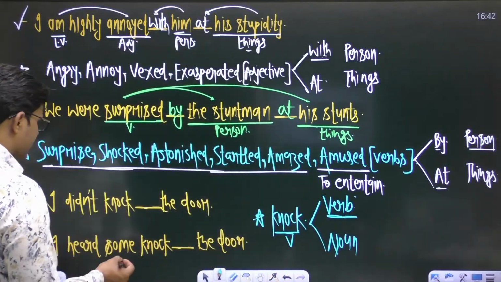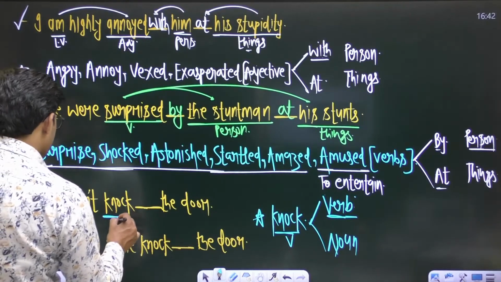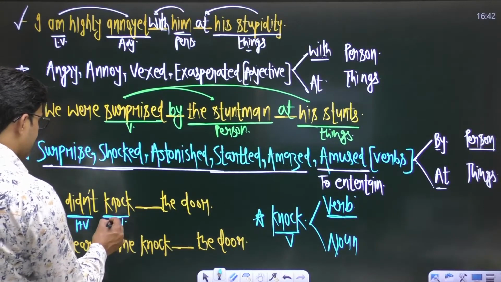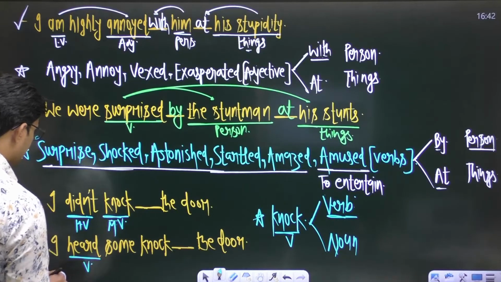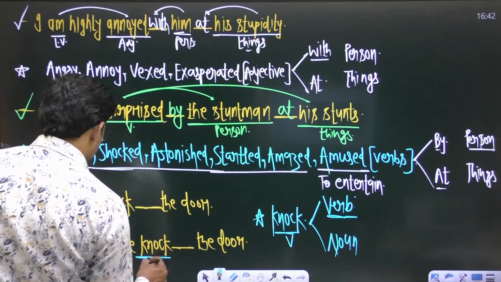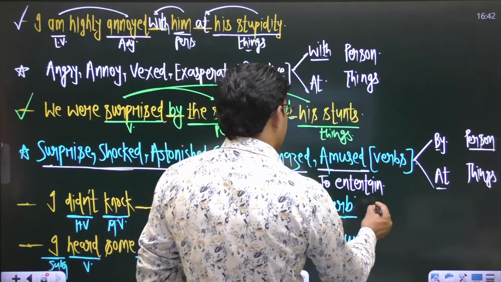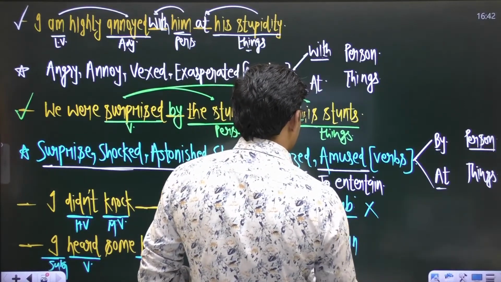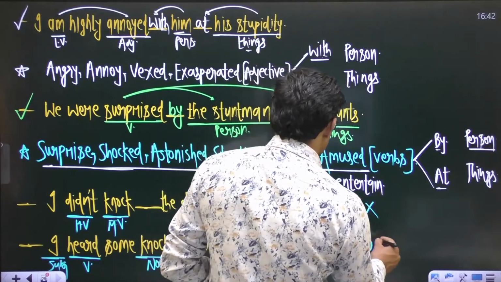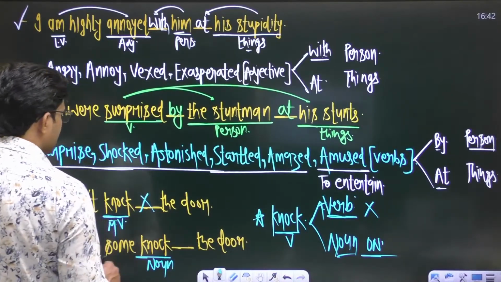So for example, in the first sentence, the helping verb did demands a main verb. So this word knock is the main verb. This is a transitive verb, right? And in the other sentence, heard is the verb. Before this is the subject, and after the verb this is the object, this is a noun. So make sure whenever it is used as a verb, this will always be a transitive verb; don't use any preposition. But whenever it is used as a noun, use the preposition on with it, right? So the sentence will be, I did not knock the door.